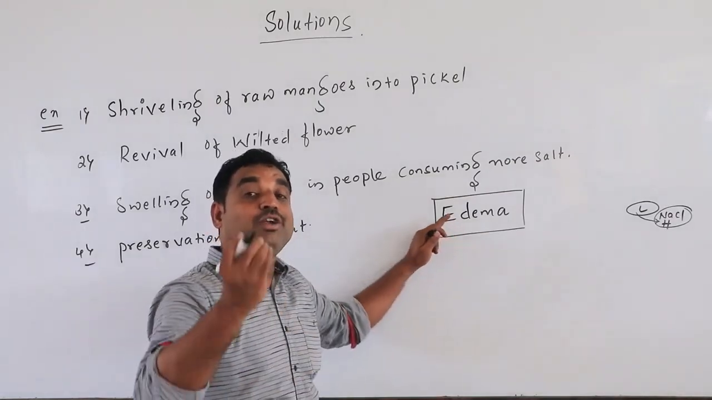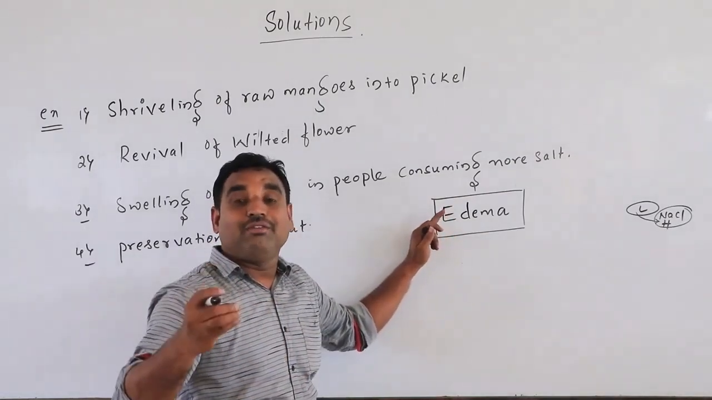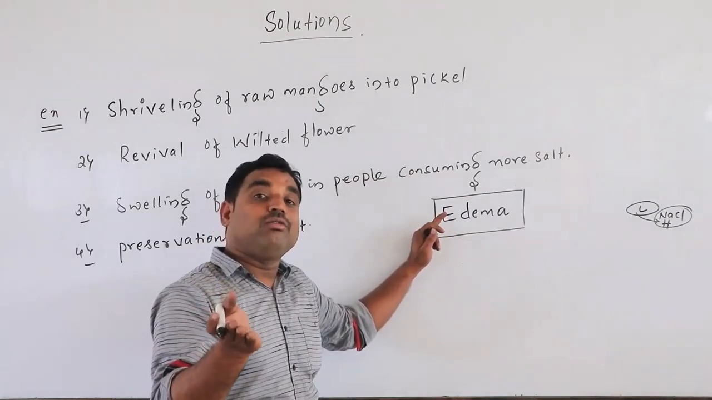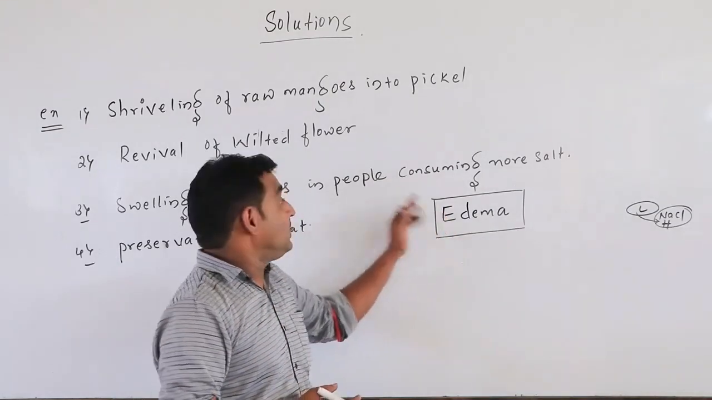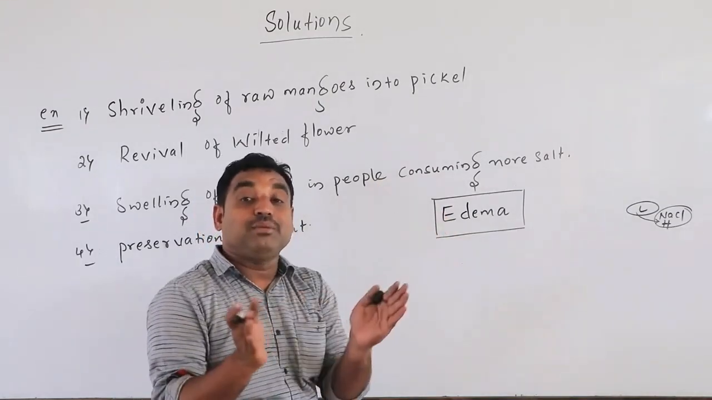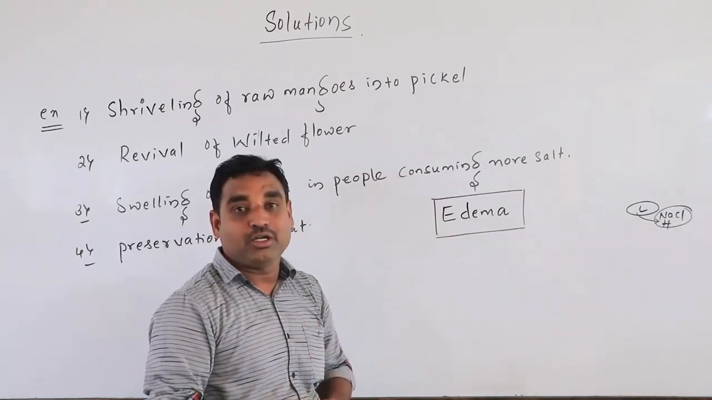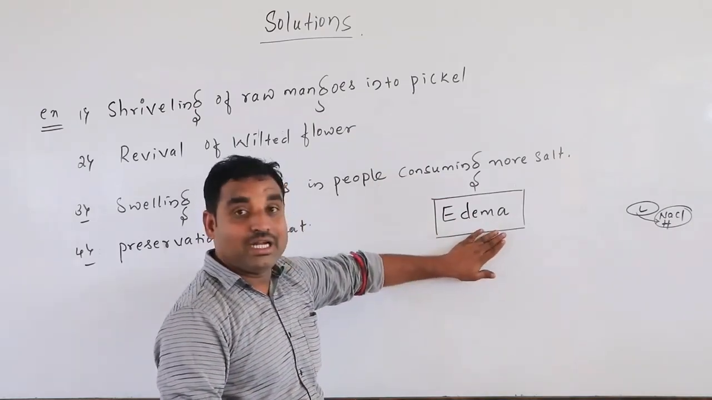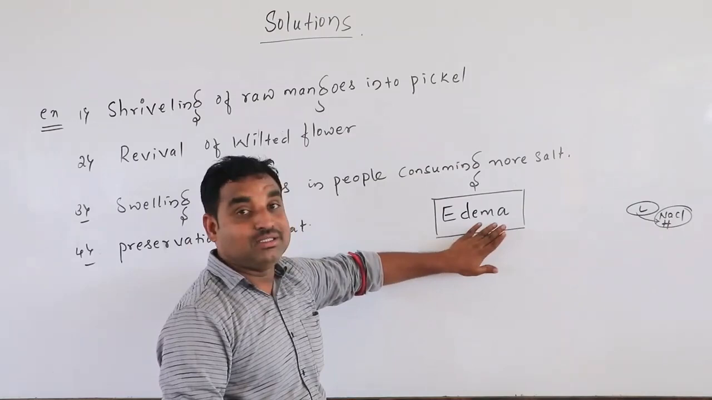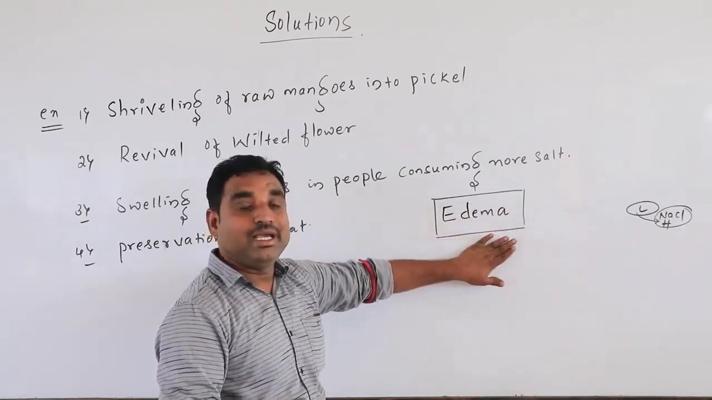Hence when we drink water, which has a lower concentration, water will move towards the tissues or the cells, so they swell because of the retention of water. Hence that person will get the edema disease. This is one of the osmosis examples.